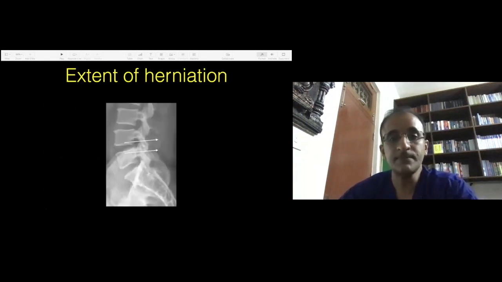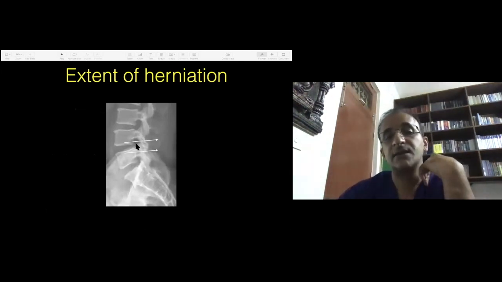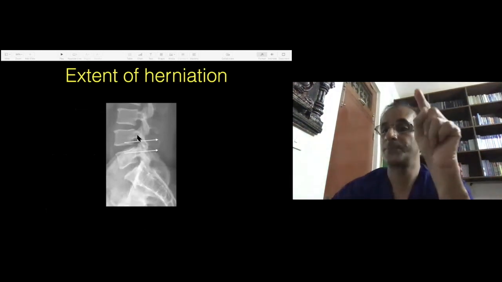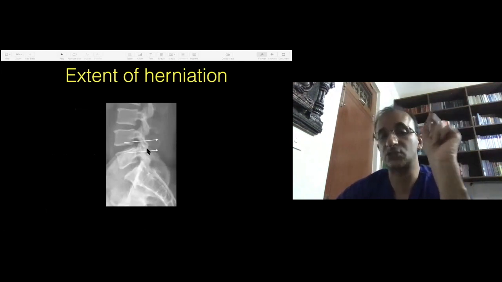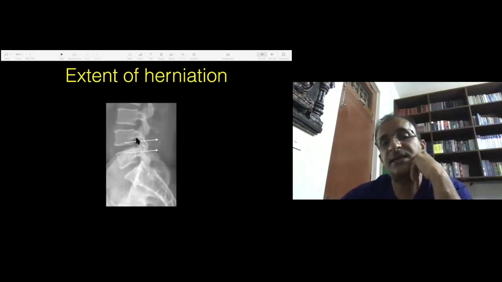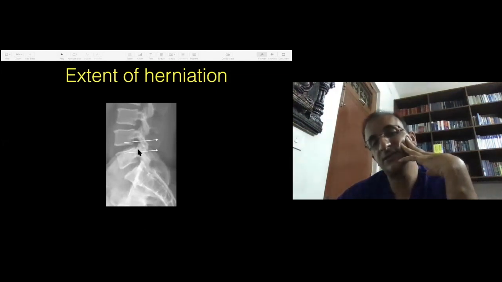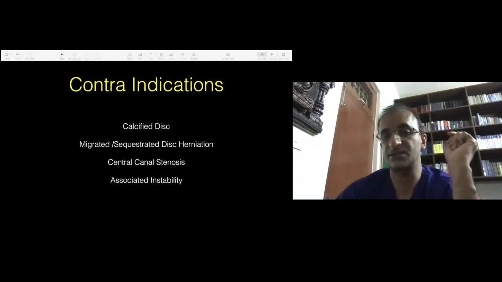Now, this is the extent of herniation for me. If I find a sequestrated or a further cranially migrated disc on MRI, then I will not go for transforaminal. Or if there is a caudal migration beneath this line, so for me, just beneath the upper pedicle. If the herniation has crossed this part, then I would not attempt that through a transforaminal approach. Similarly, if there is caudal migration which has crossed the middle part of the lower pedicle, then again I would not attempt a transforaminal surgery.